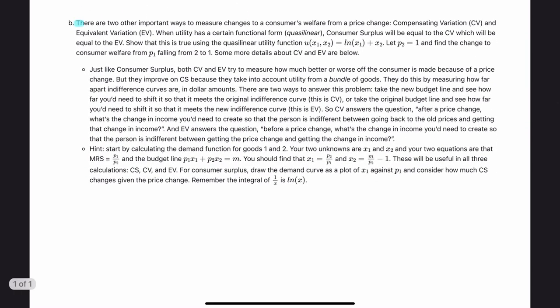Part B says there are 2 other important ways to measure changes to a consumer's welfare from a price change: compensating variation, CV, and equivalent variation, EV. When utility has a certain functional form, that is, it's quasi-linear, consumer surplus will be equal to the CV, which will be equal to the EV.